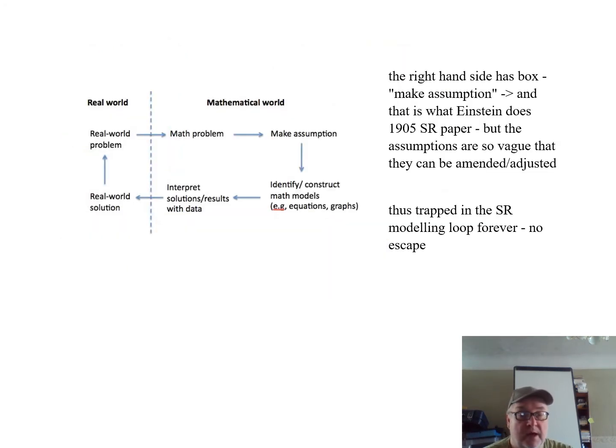So the right hand side has a box called make assumption, and that is what Einstein does in his 1905 special relativity paper, but the assumptions are so vague they can be amended, adjusted. Thus, when you're in the special relativity mathematical modelling process, it just loops around forever and there's no escape. You can just keep modifying the assumptions which are supposed to be special relativity.